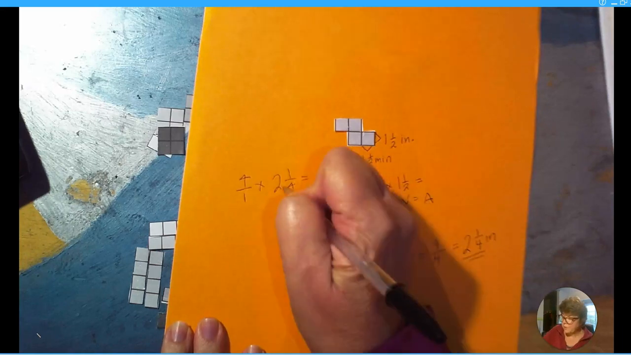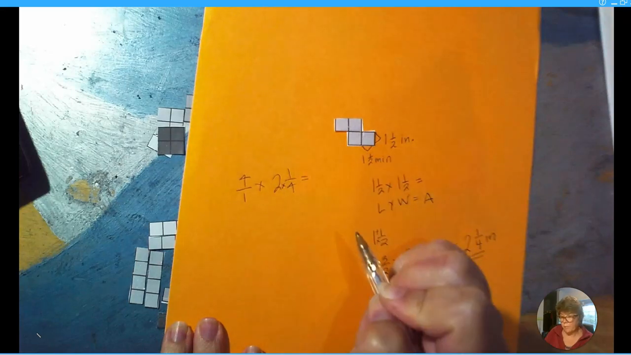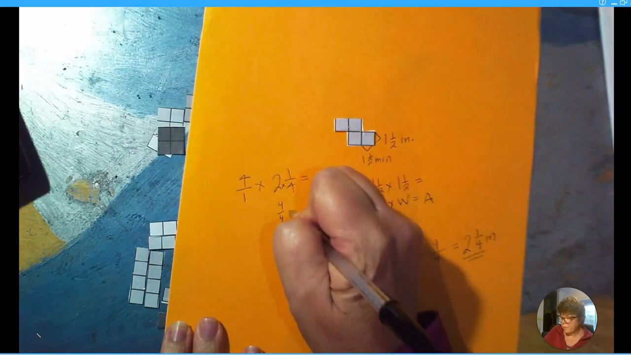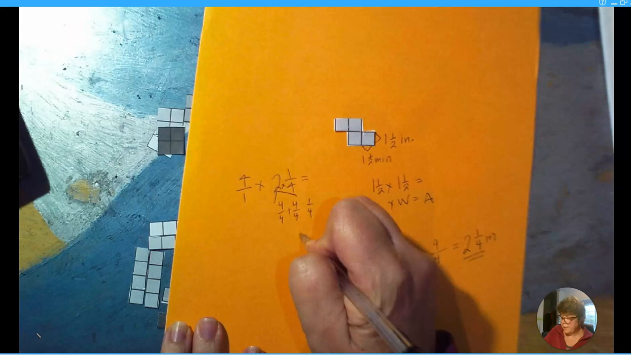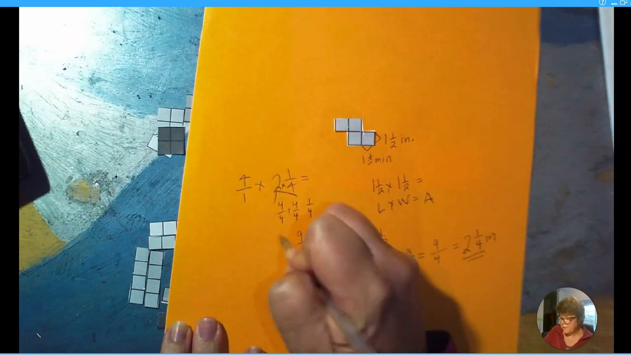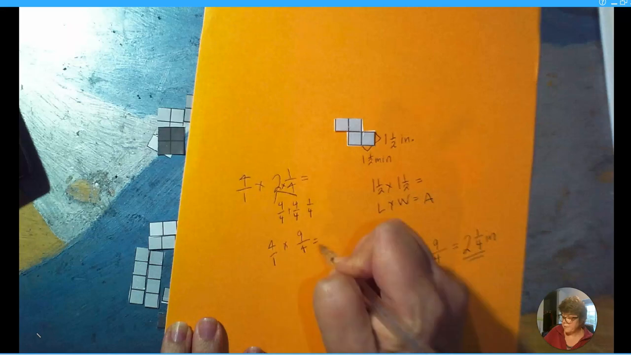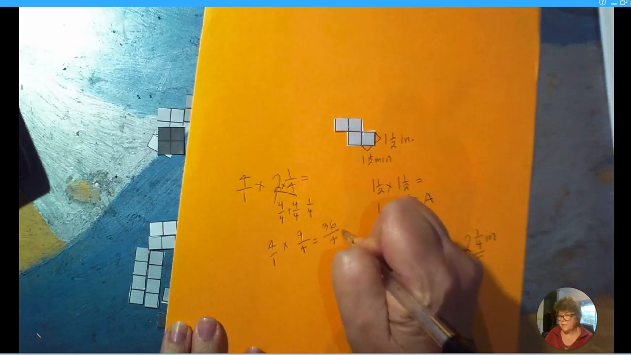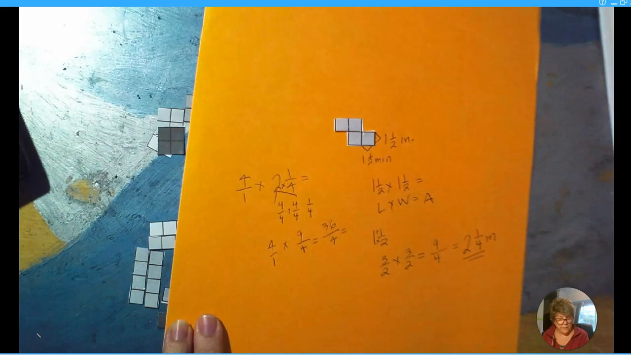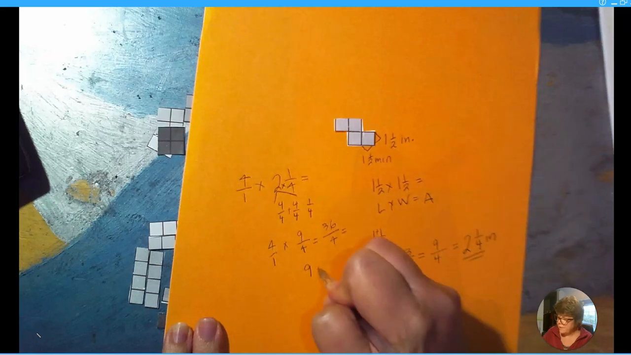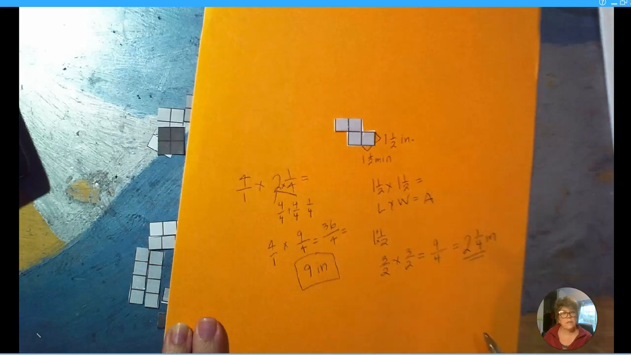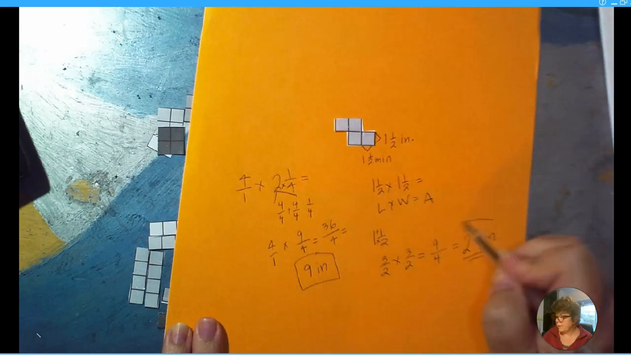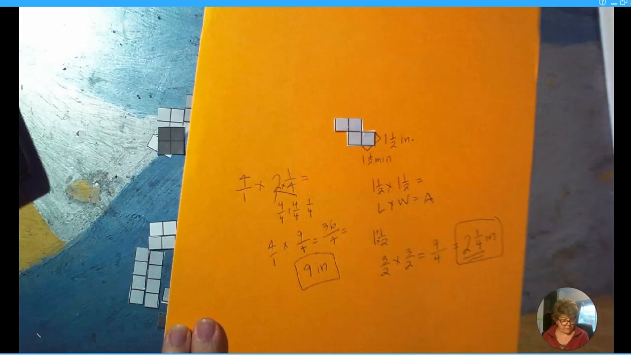How many fourths are in 2? That would be 8, right? 4/4 and 4/4 is the same as 2, and then 1 more fourth, so that would be 9/4 times 4 over 1. 4 times 9 is 36. That's 36/4. Okay? 36 divided by 4 is 9. So that means that the area of the entire thing would be 9 inches. The area of 1 is 2 and 1/4 inches.